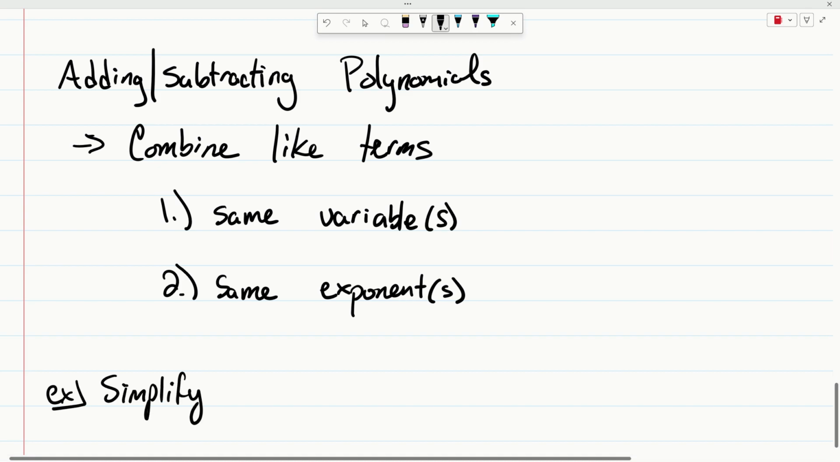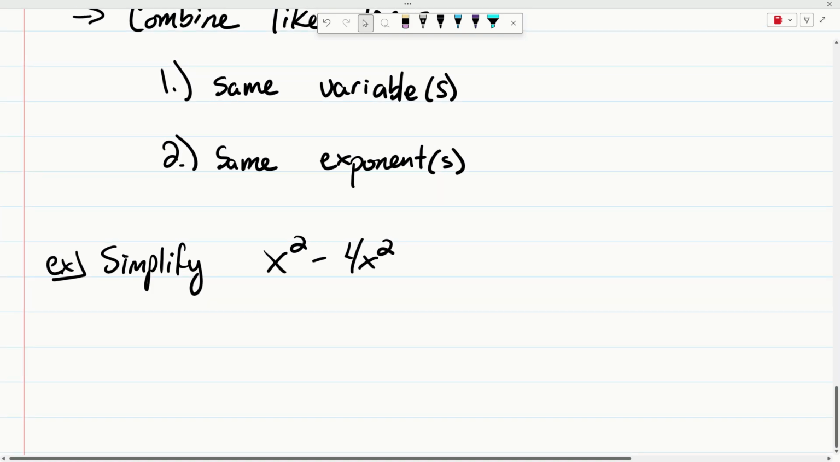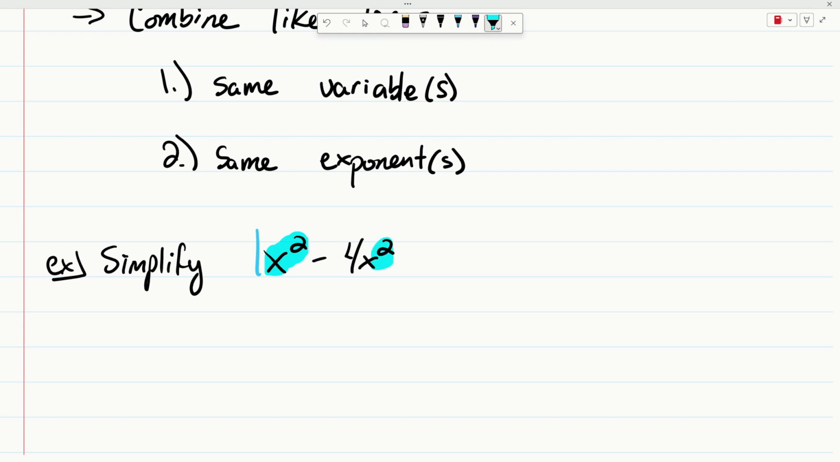if we wanted to simplify x to the 2nd minus 4x to the 2nd, notice that we are combining the same variable and the same exponents. So remember, in front of that x to the second, there's really a 1 here. And these terms are the same. So the only thing you really got to focus on, what's 1 minus 4? Well, 1 minus 4 is negative 3 x to the second. And that is how we add or subtract polynomials. It is that simple. Okay?